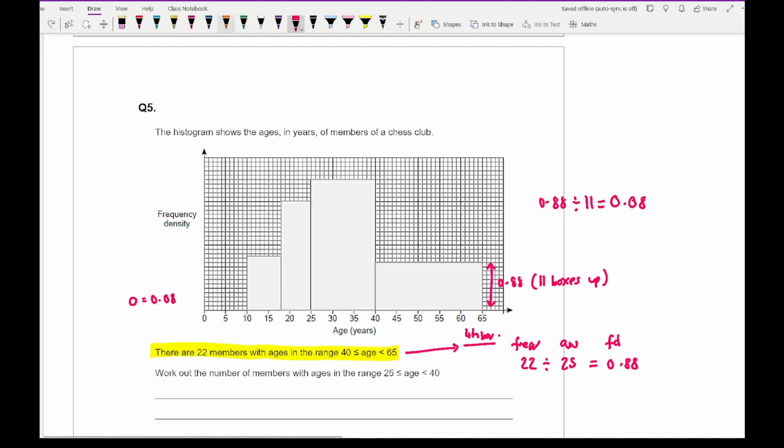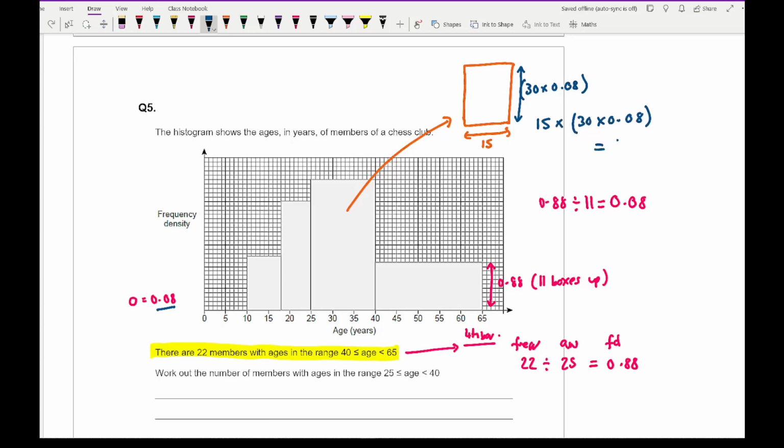Now the question is asking me to basically work out the frequency of this 3rd bar here. So looking at this, I know that it's a rectangle. Now I know what the width of that bar is, because that's going to be 40 take away 25, which is 15. And then going up, well, I've got 30 boxes, and each box is 0.08. So here I've got 15 multiplied by 30 lots of 0.08, and if I type that into my calculator, it gives me an answer of 36.